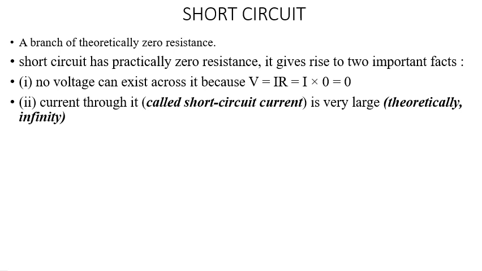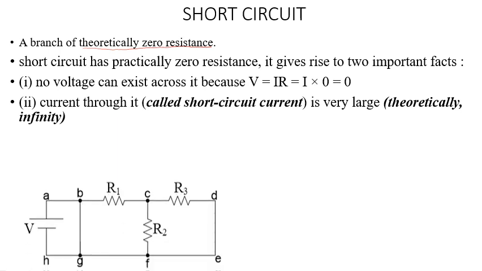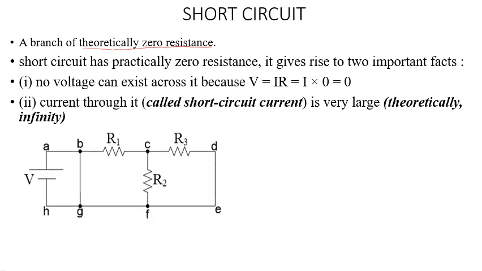A short circuit has practically zero resistance. In class there might be other definitions, but we can just say it has zero resistance. So when a circuit is a short circuit, what makes it a short circuit? That means there's no resistance on that line. So basically, when the current sees a short circuit, it just moves.